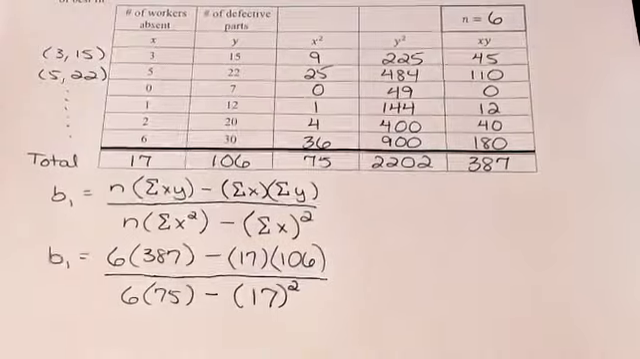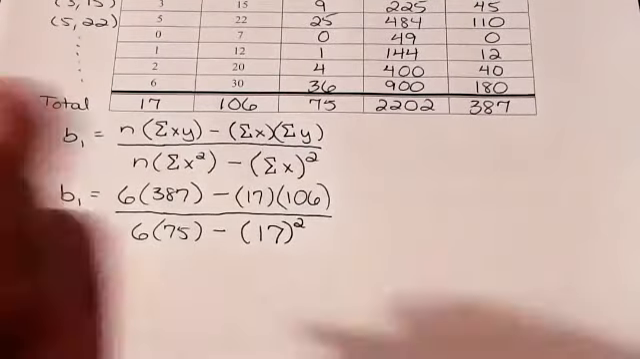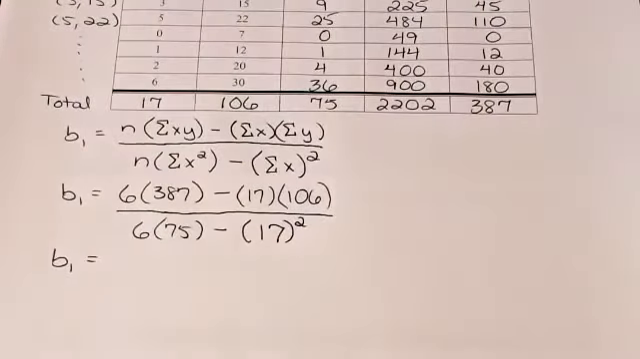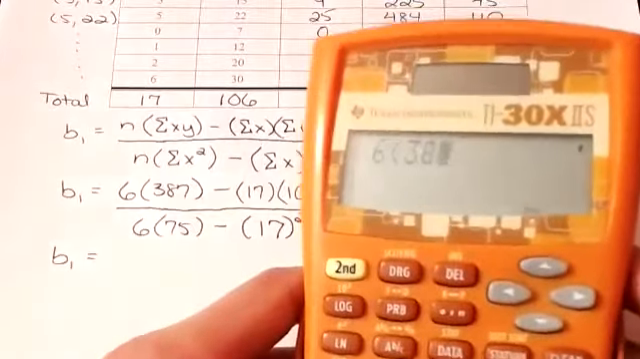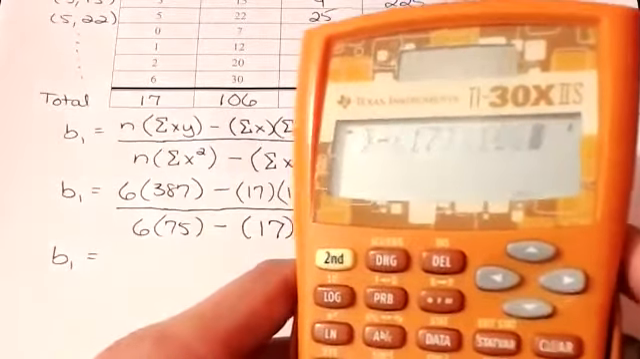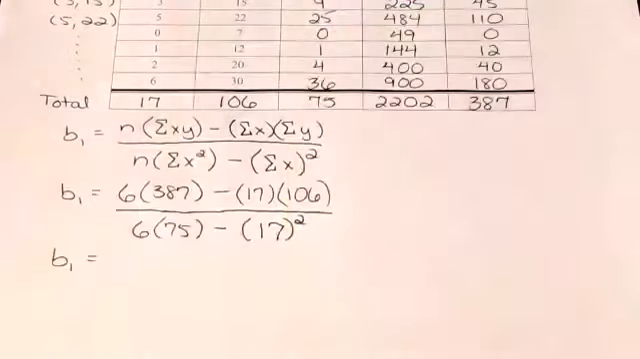You're like, I'm already ready to solve. I am doing this. I love that. My advice for all of you, do the numerator first and then the denominator. So I would literally just move from left to right, type in 6 times 387 minus parentheses 17 times 106. I just punch it in exactly as I see it. My numerator is going to be 520.